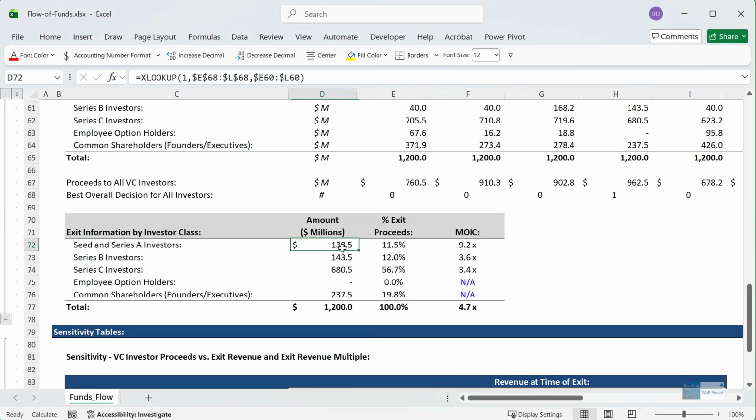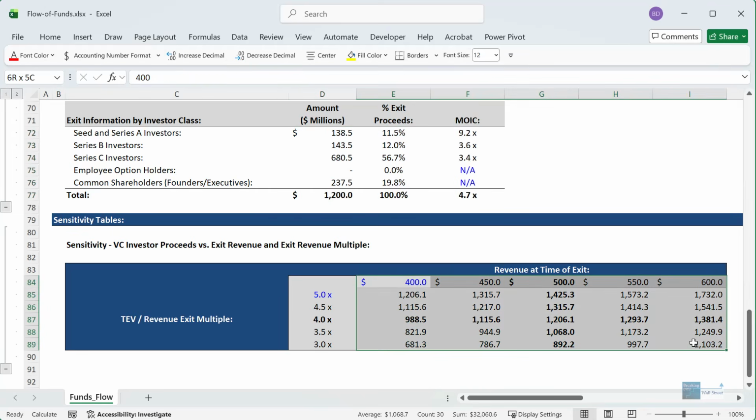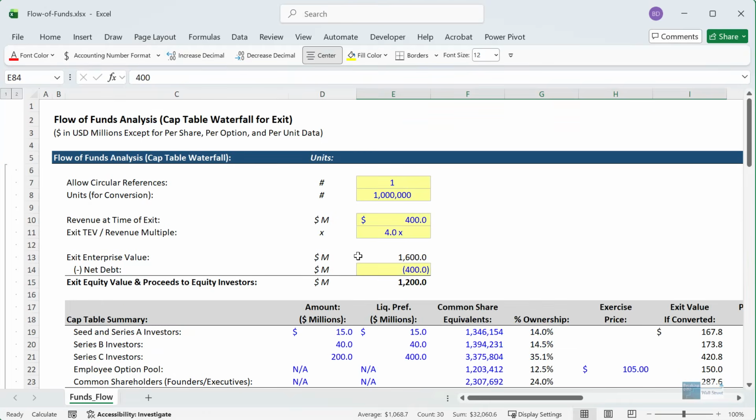You can then create some summary information based on the amounts that go to each group, the multiples of invested capital, and you can also create a sensitivity table based on that.